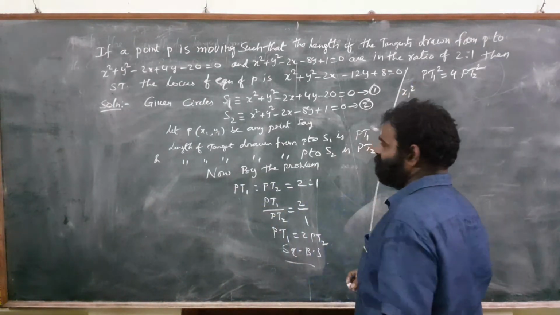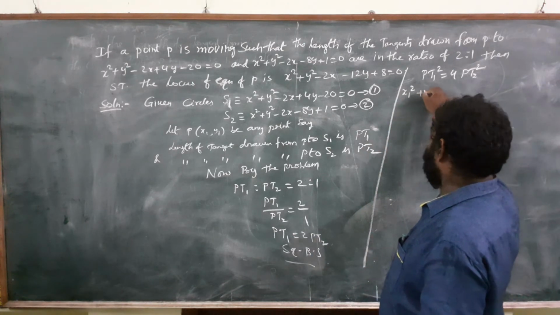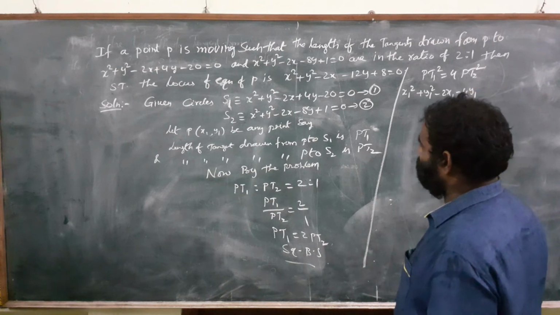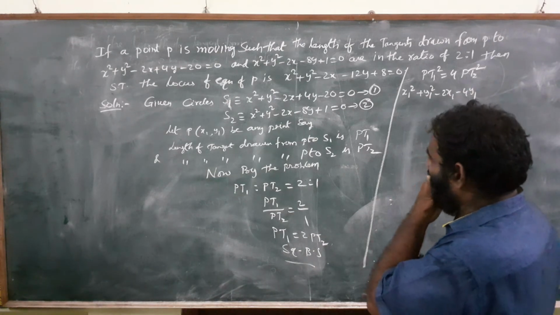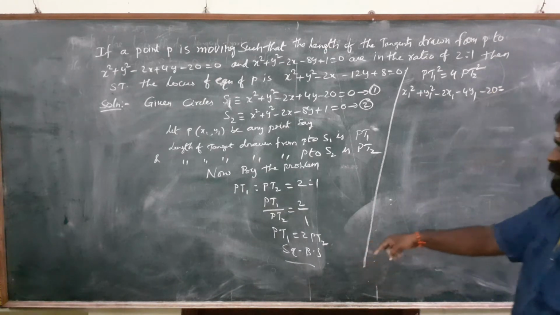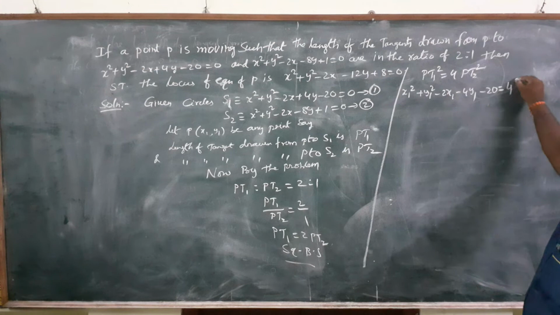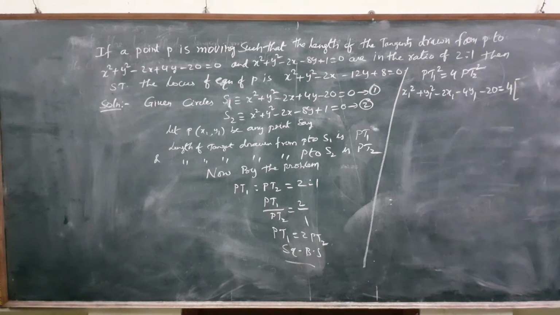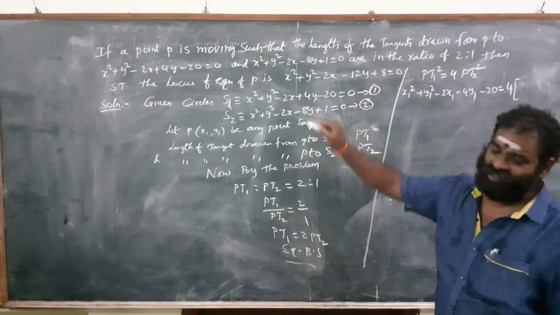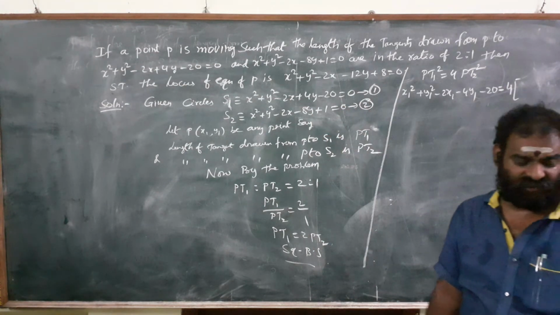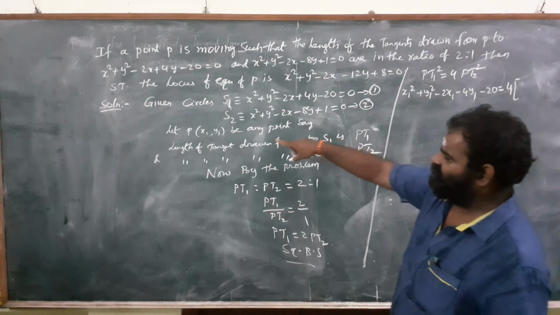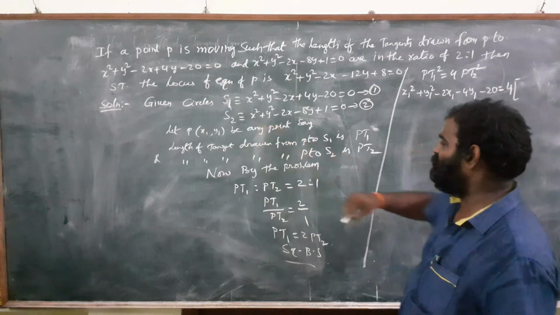x1 square plus y1 square minus 2x1 minus 4y1 minus 20 is equal to 4 into PT2 square. So what is PT2 square? It is the length of the tangent from P to the second circle, which is root S1. For the square, the root will be cancelled. Then you have to substitute x1, y1 in this equation.